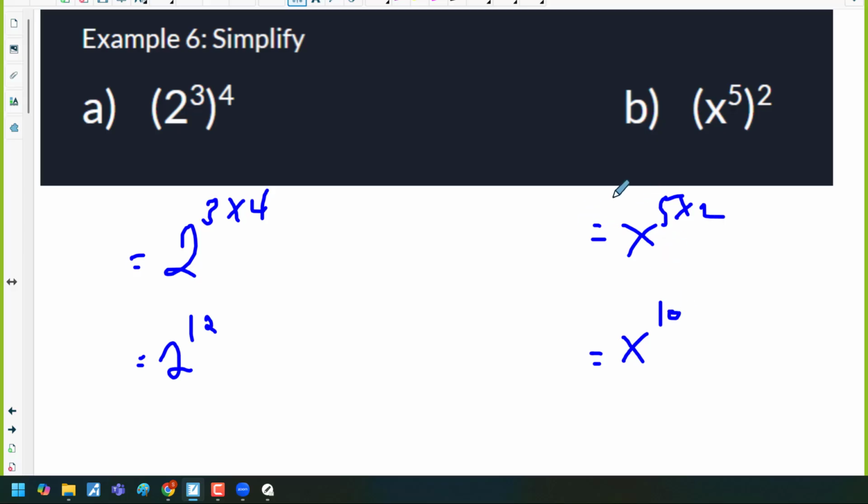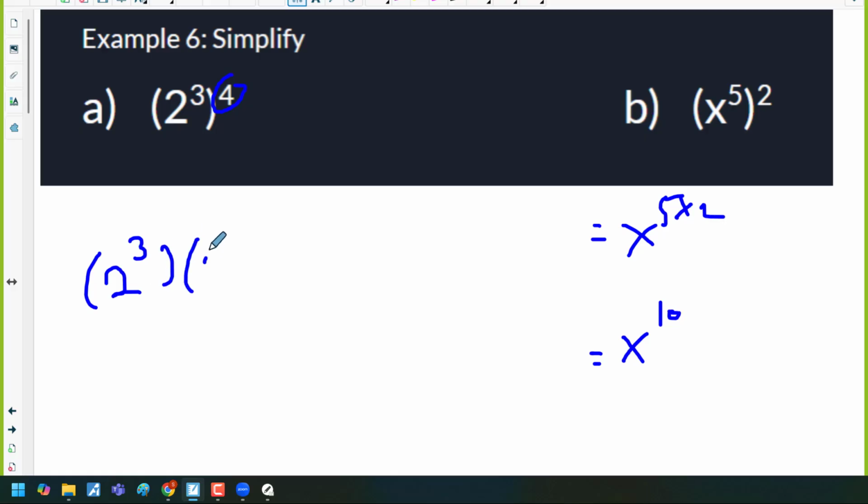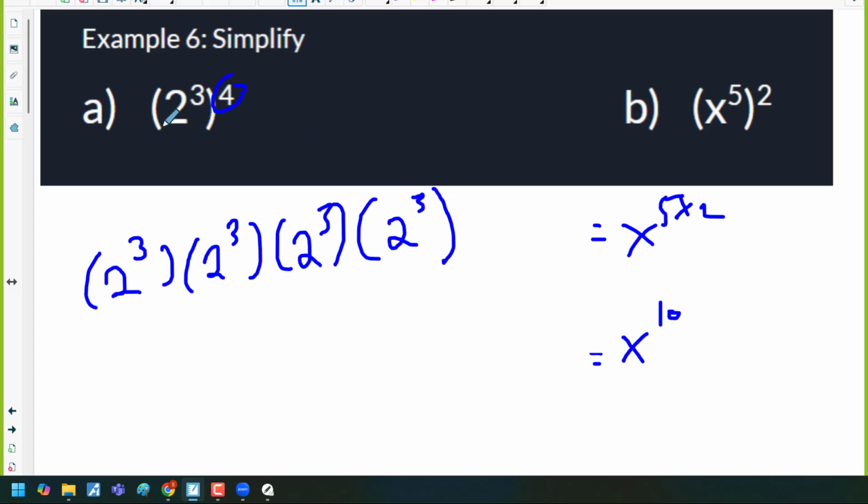This is very easy to prove. I'm not sure if anyone explained this to you, but I can't remember even if I did it earlier. Probably not. I was running out of time. But remember, we have exponents. What did exponents mean? It means that you're multiplying that bracket that many times. So if I expand this, that basically means that I'm taking the bracket 2 to the power of 3 and multiplying it by itself 4 times. So 2 to the power of 3, 2 to the power of 3, 2 to the power of 3, 2 to the power of 3.